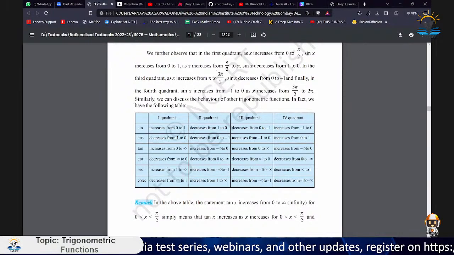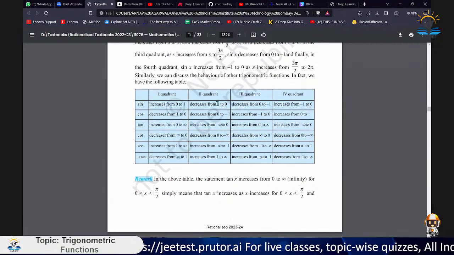Once it touches 0, it again starts decreasing to -1. This -1 is attained at x equal to pi. Similarly, it decreases from -1 to 0 and then increases from 0 to 1 in the fourth quadrant. You can similarly look up all these behaviors from this table.